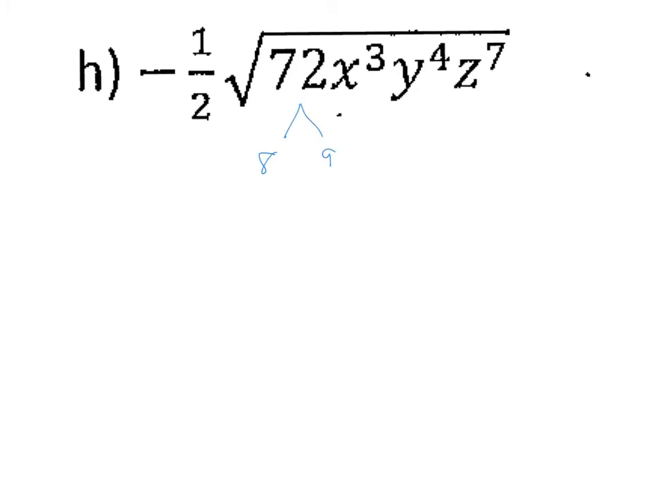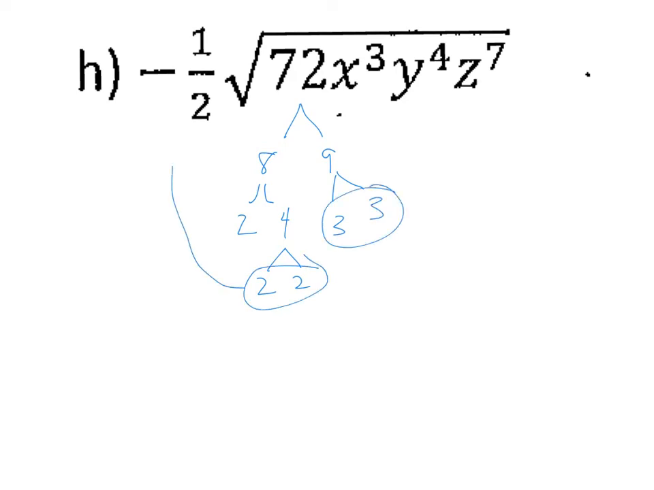So 8 times 9, 2 and 4, 2 and 2. The 9 will go to 3 and 3. So I have a pair of 2's and a pair of 3's. So those are going to move out. Now, I do have to multiply it, though, by the negative 1/2. So I have 3 times 2 is 6, times negative 1/2 will give me a negative 3 on the outside.